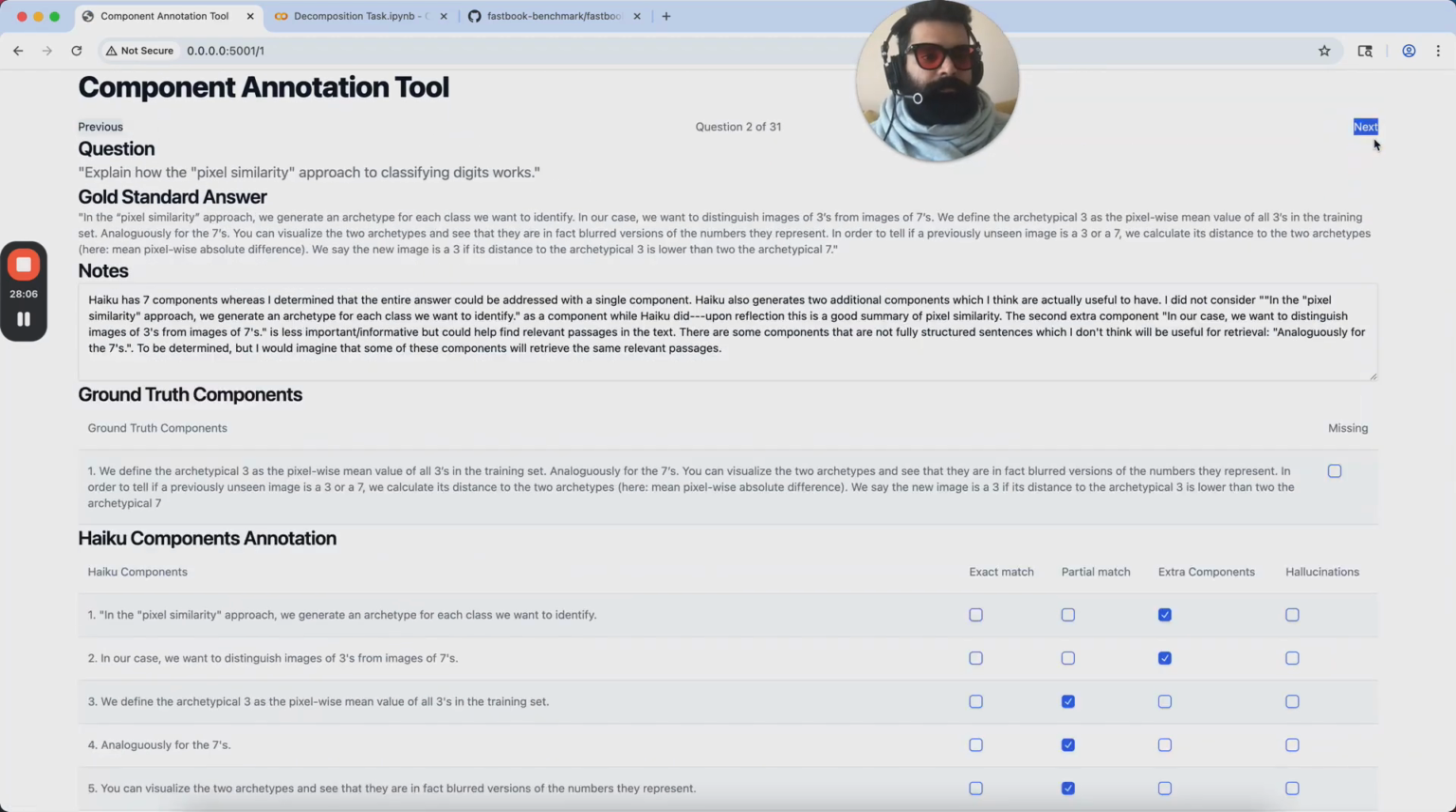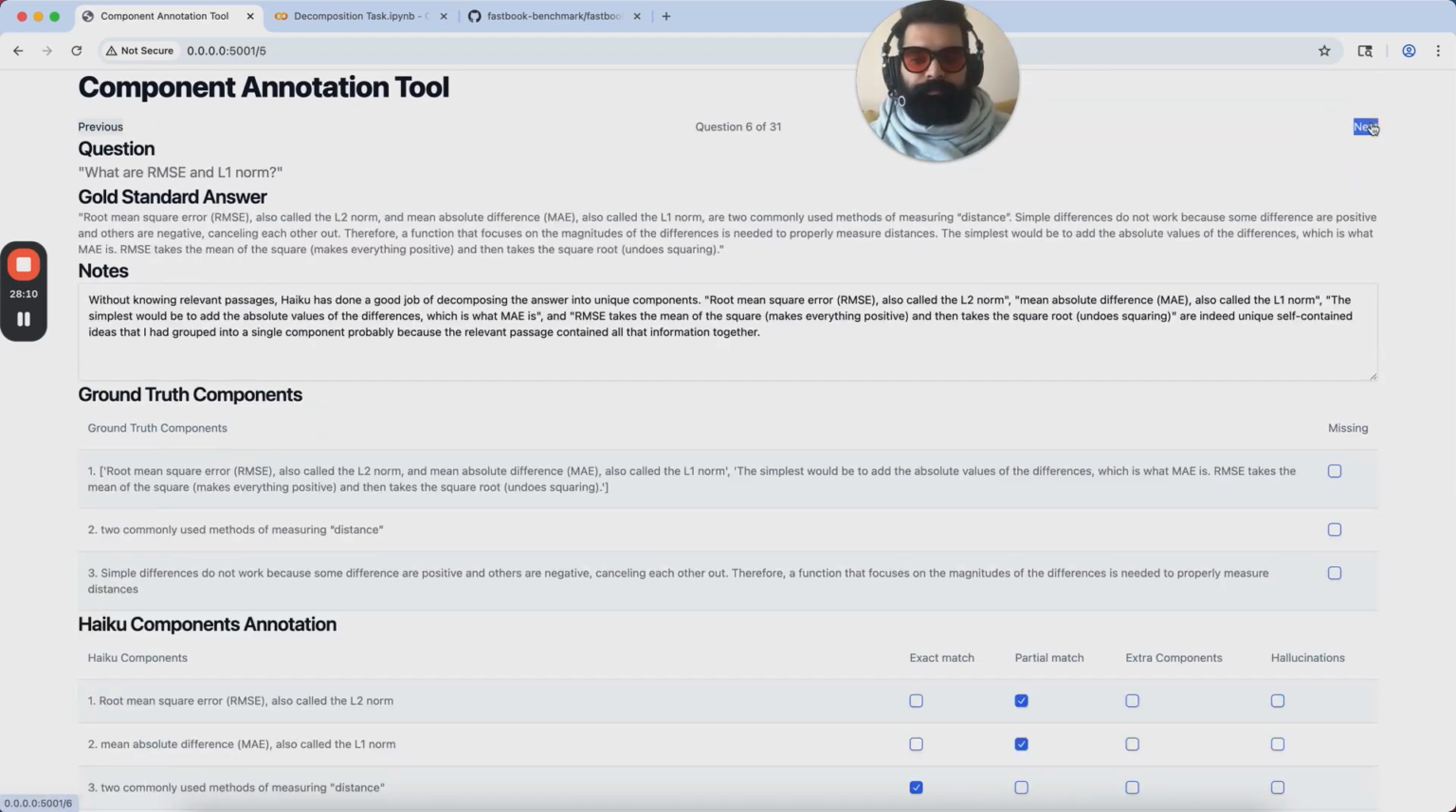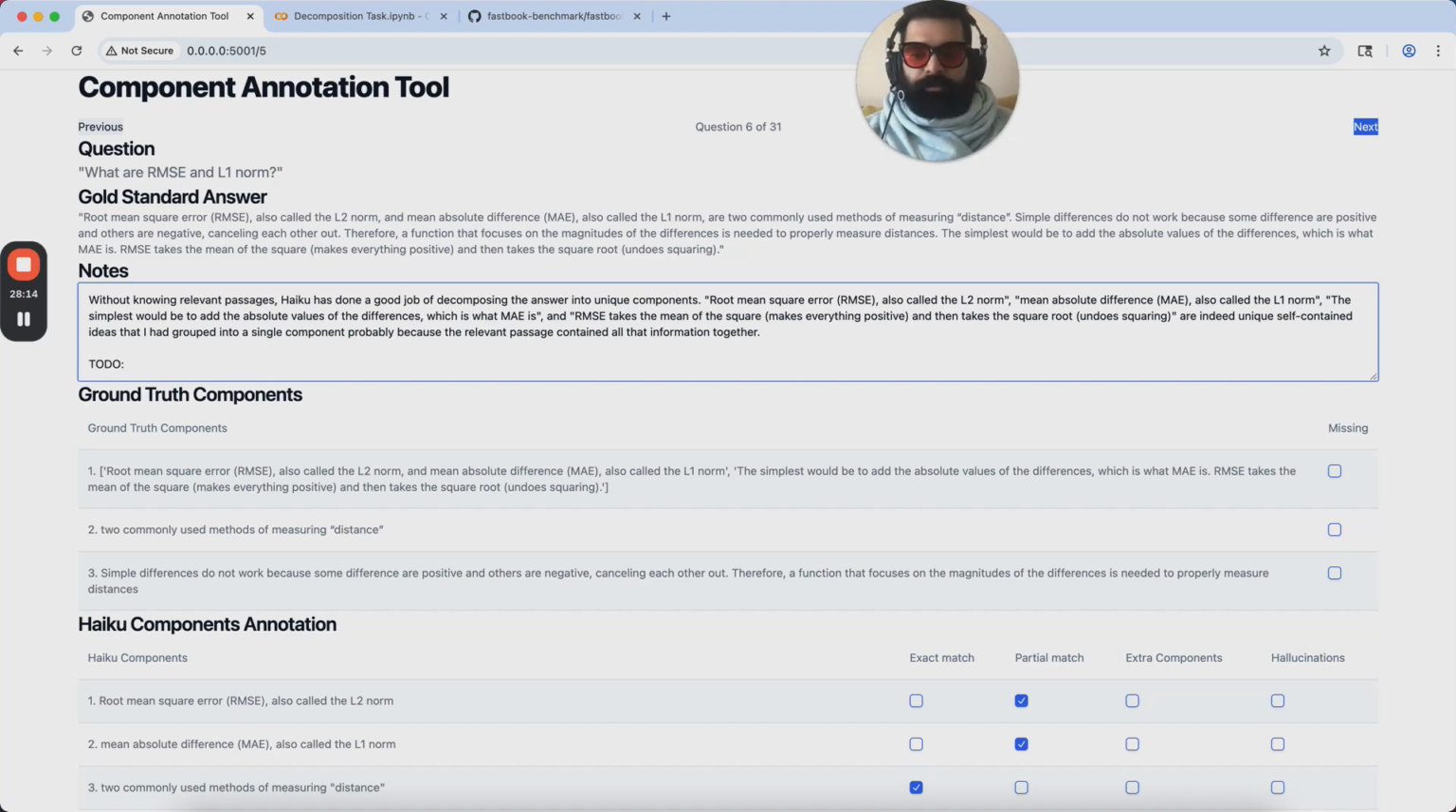No. So let me make a note of that as well. I'll also say to do my first ground truth component is actually a list of two components, which should, let me say, in a future iteration, I need to make sure that these are considered two answer components.